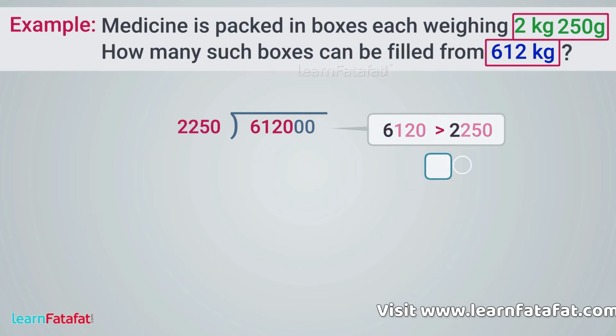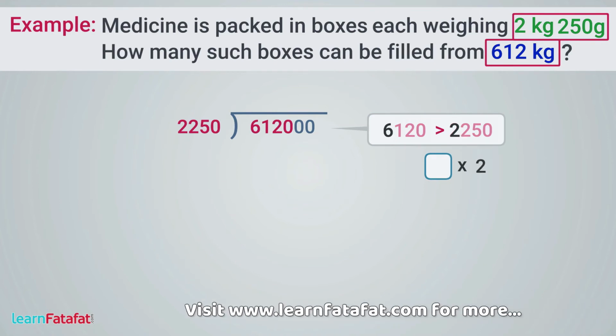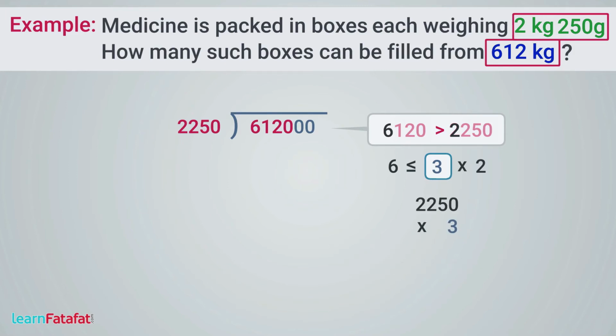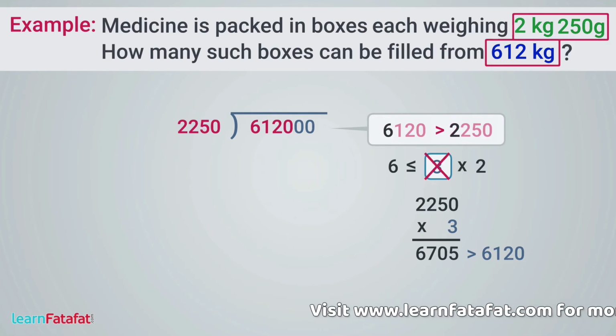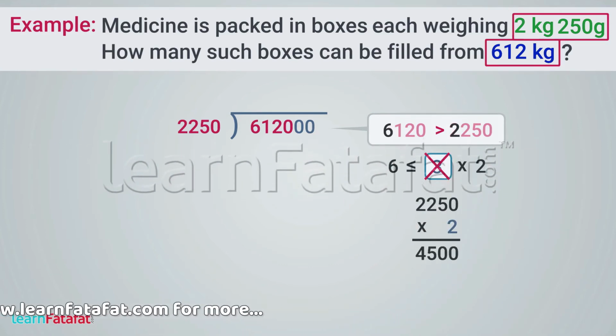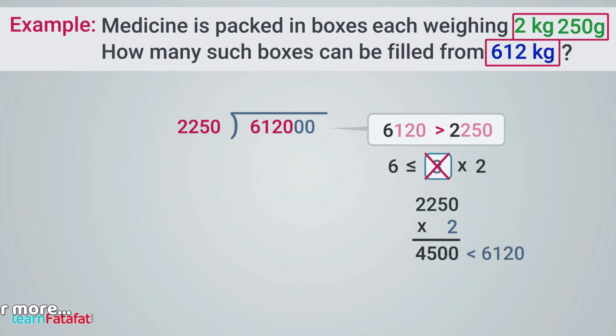Find a number which when multiplied with 2 produces a result less than or equal to 6. It is number 3. So 3 can be a suitable quotient. Let's verify if it is. Multiply divisor 2250 by 3. We get 6705, which is greater than 6120. So we cannot take 3 as a quotient. Select a smaller number than 3, which is 2. 2 times 2250 is 4500, which is less than 6120. So we can use 2 as quotient.